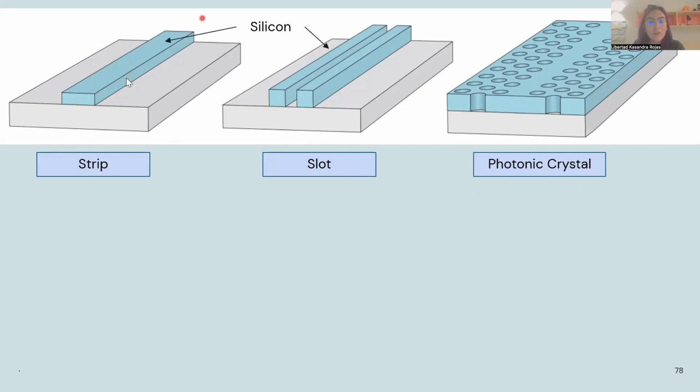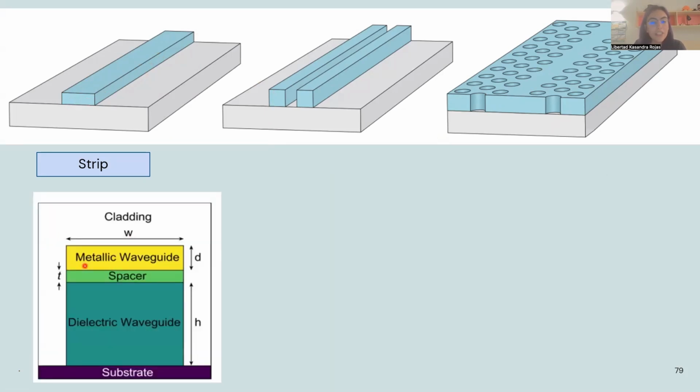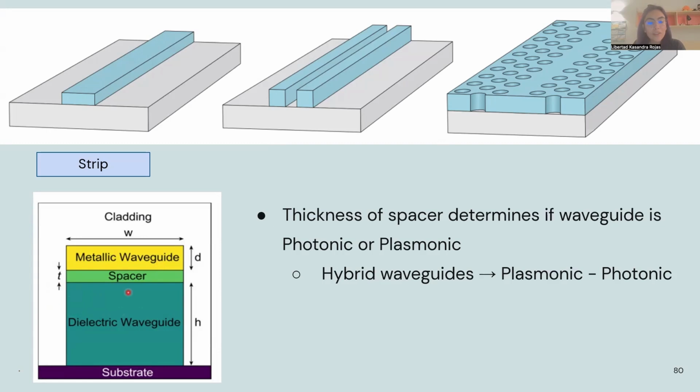If we're talking about purely photonics, the material that you can see here, so this light blue material, is usually going to be silicon. Okay, so silicon is going to act as our dielectric material / nonlinear material, which is going to allow light to propagate. But when it comes to plasmonics, we're going to need a metal interface. Okay, so here we have a combination of a metal interface, a metallic waveguide with a dielectric waveguide. And this spacer here is going to be useful because it's going to allow us to see how we can oscillate between a plasmonic and a photonic waveguide, okay?